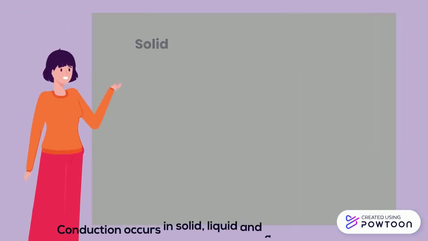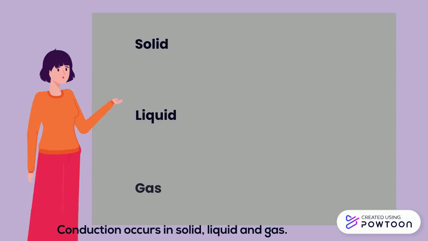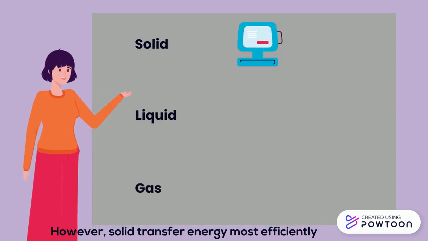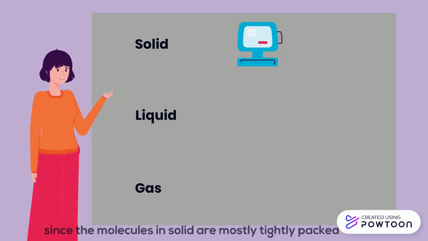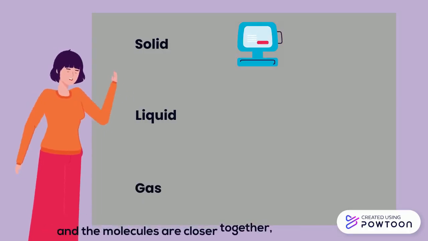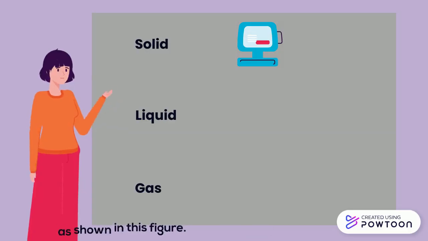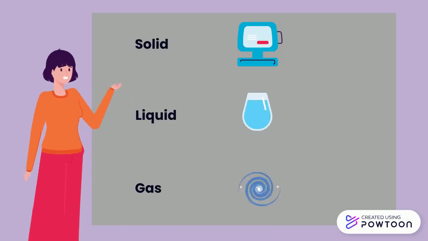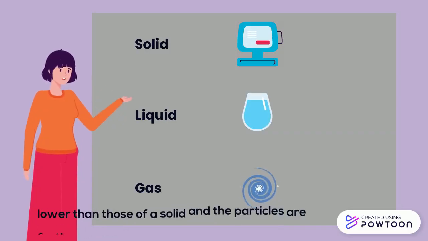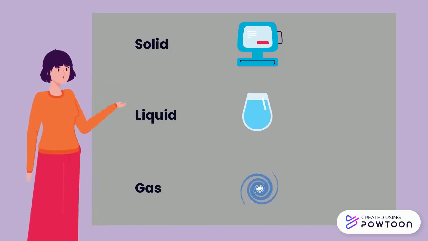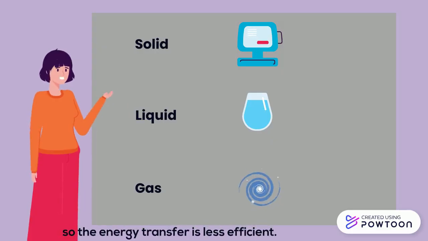Conduction occurs in solid, liquid, and gas. However, solids transfer energy most efficiently since the molecules in a solid are most tightly packed and closer together, as shown in this figure. For liquid and gas, the density of the particles is generally lower than those of solid and the particles are farther apart, so the energy transfer is less efficient.